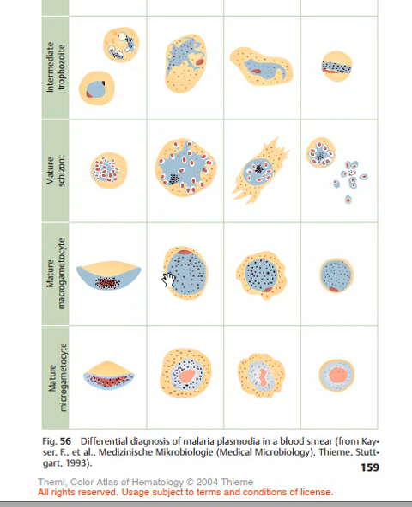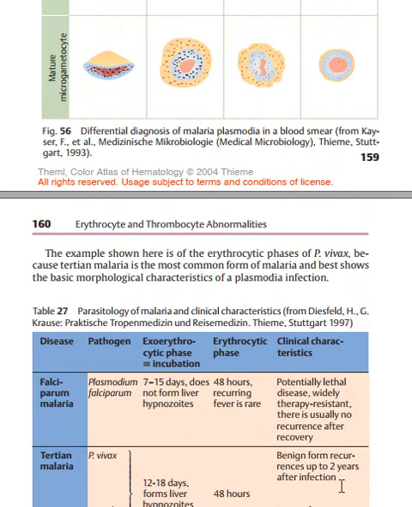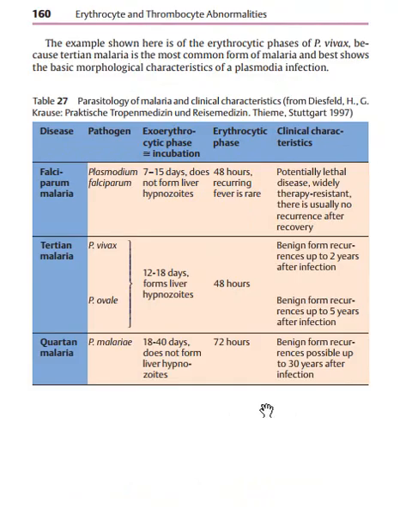So this is the macrogametocyte of falciparum. This is the case of ovale. This is the case of vivax, ovale, and this is the case of malariae. And this is the microgametocyte of each one here. So now these are the specific characteristics of each of them.